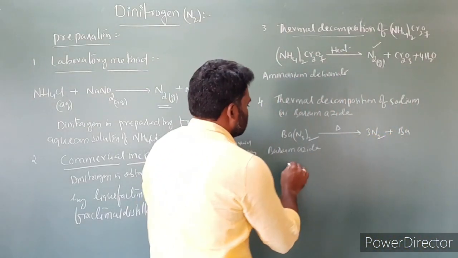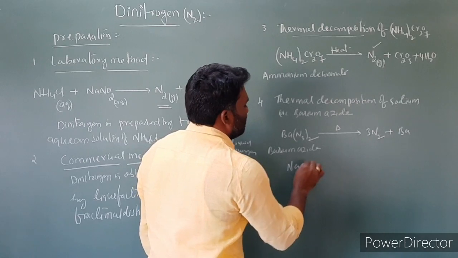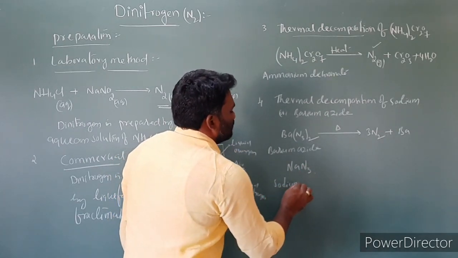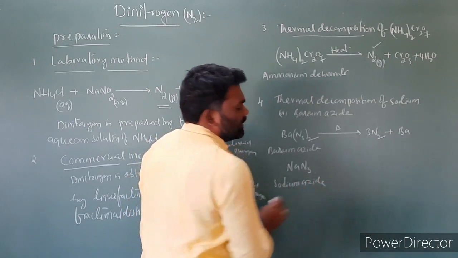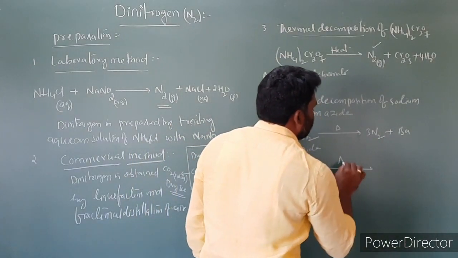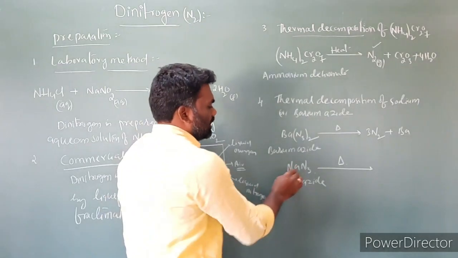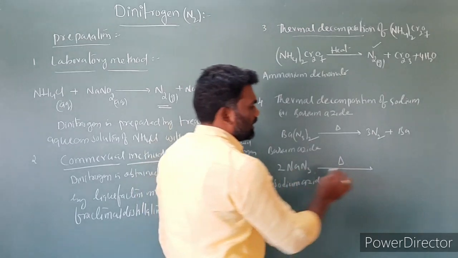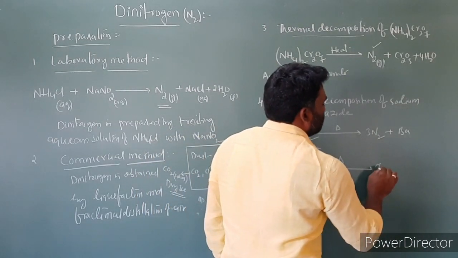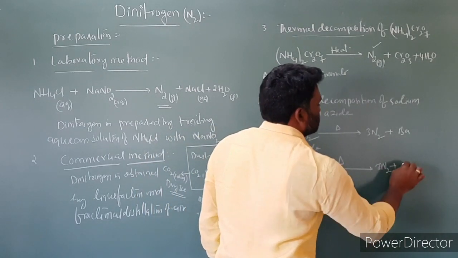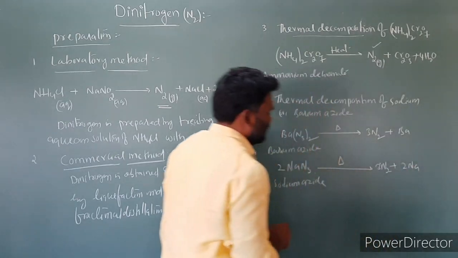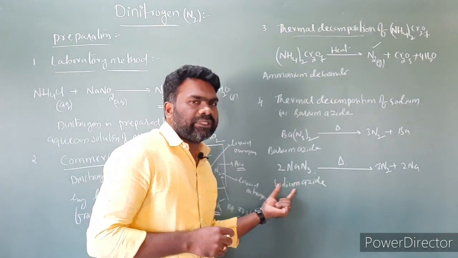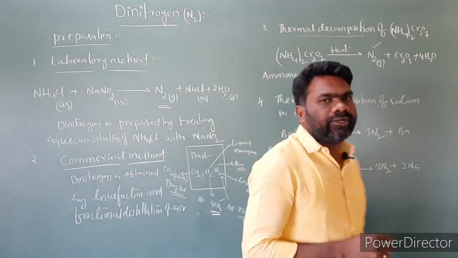Next sodium azide, NaN3. NaN3 is the sodium azide. This one also we have to heat. Upon heating, we take 2 moles; 2 threes are 6 nitrogens, so we get 3 N2 plus 2 Na. So in thermal decomposition of barium azide and sodium azide, the product we got is nitrogen gas.